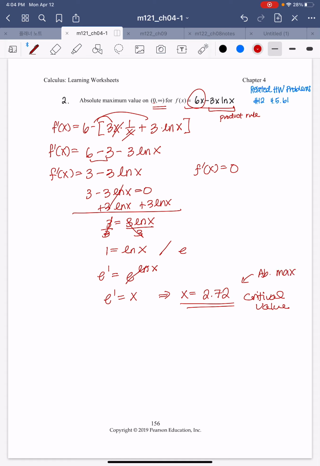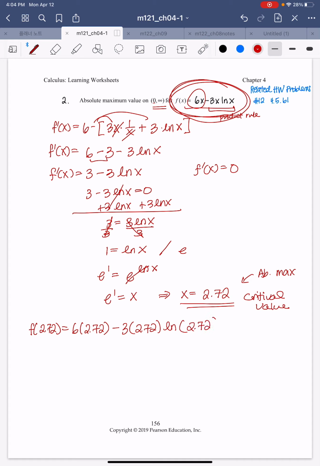To find the absolute maximum value, we plug our x value 2.72 into the original equation. Let's plug it in right over here: 6 times 2.72 minus 3 times 2.72 times ln of 2.72. Put the whole thing into a calculator. I get, rounded to 2 decimal places, 8.15. So that's my y value. Here's my x, and here's the y value of our absolute maximum.